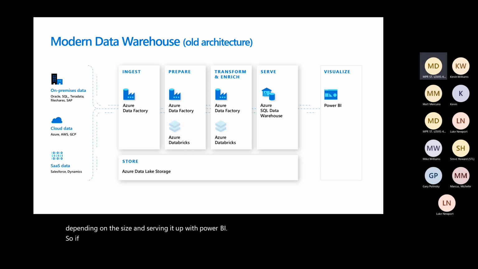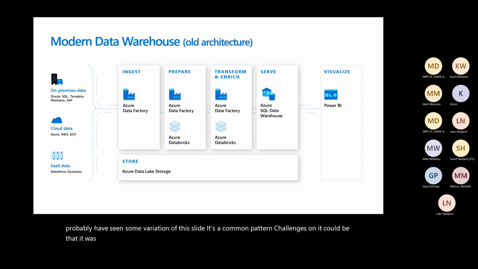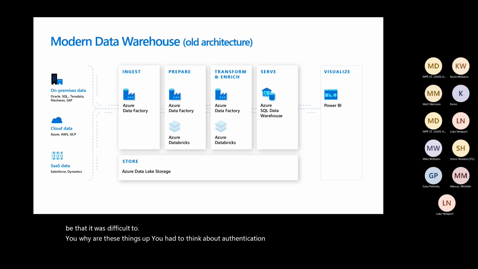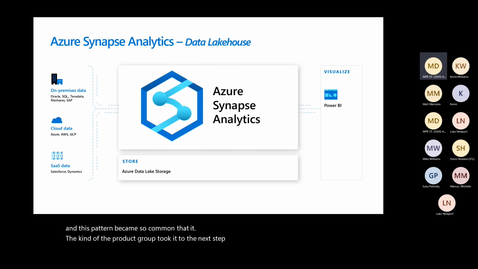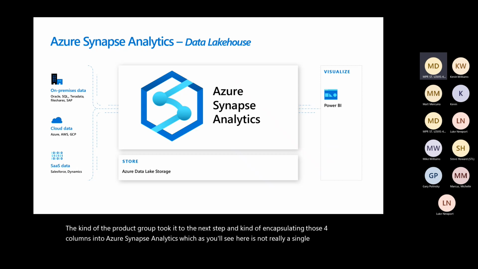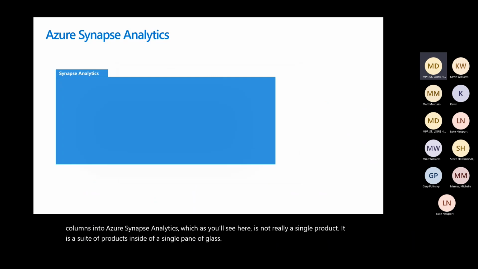So it's been around Microsoft for a few years. If you've been talking to a data person, you probably have seen some variation of this slide. It's a common pattern. A challenge is that it was difficult to wire these things up. You had to think about authentication across all of the services, and this pattern became so common that the product group took it to the next step, encapsulating those four columns into Azure Synapse Analytics, which, as you'll see here, is not really a single product but a suite of products inside of a single pane of glass, which we'll talk through here.